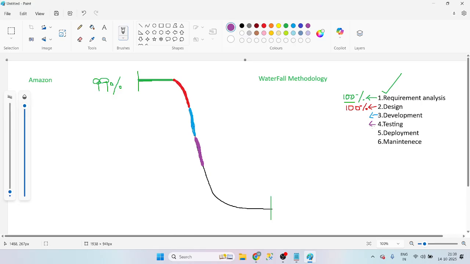Okay, one by one. The first phase is completed, then only we go for the second phase. The second phase is completed, then only we go for the third phase. After completing the third phase, we go for the fourth phase. Phase by phase, we work in waterfall methodology.